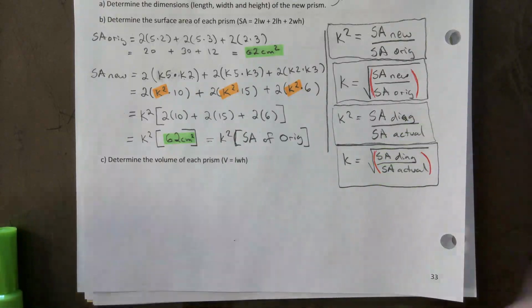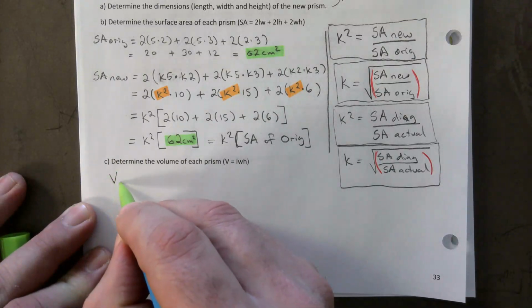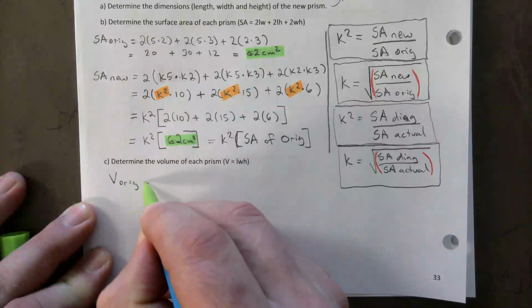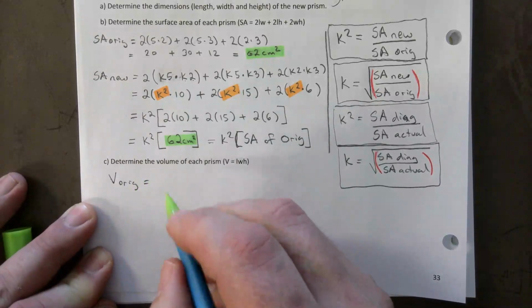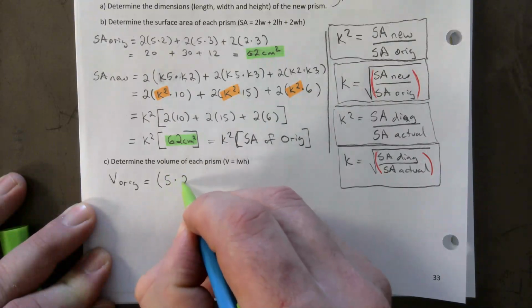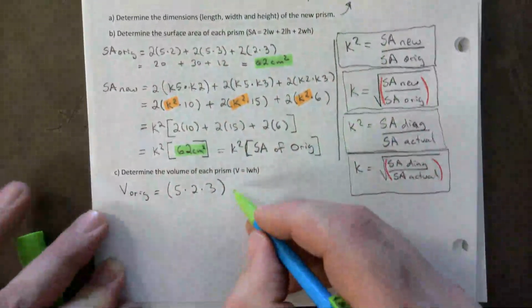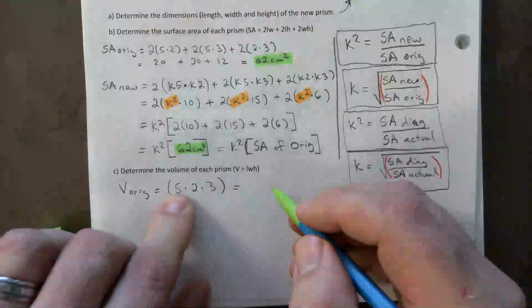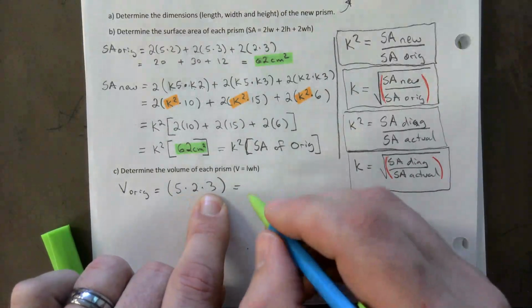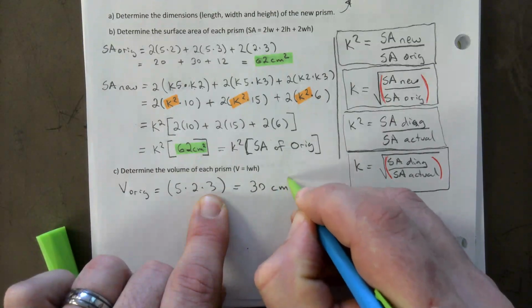That's all. So determine the volume of each prism. So we're going to go volume of the original. Do you remember volume of a box? It's just 5 times 2 times 3. It's length times width times height. Sorry, you can't see that. Length times width times height is the volume. So let's figure out what that is. 5 times 2 is 10, times 3 is 30. Cubic centimeters.